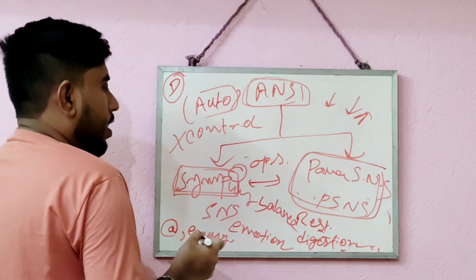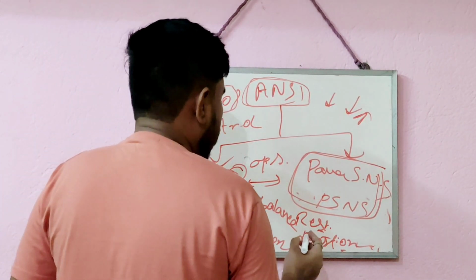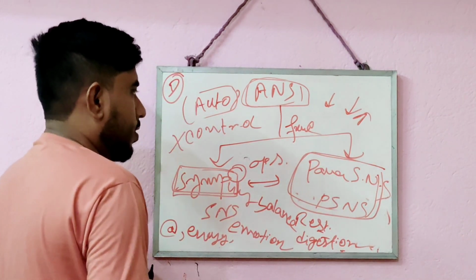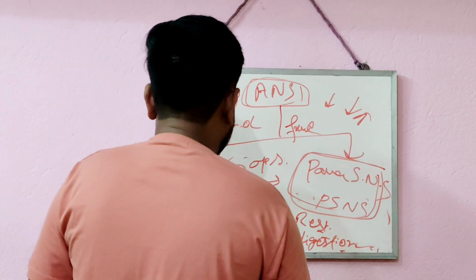So how do they balance out the emotions of the body, and what are the different functions of the sympathetic nervous system and parasympathetic nervous system? That I am going to discuss in the next slide.